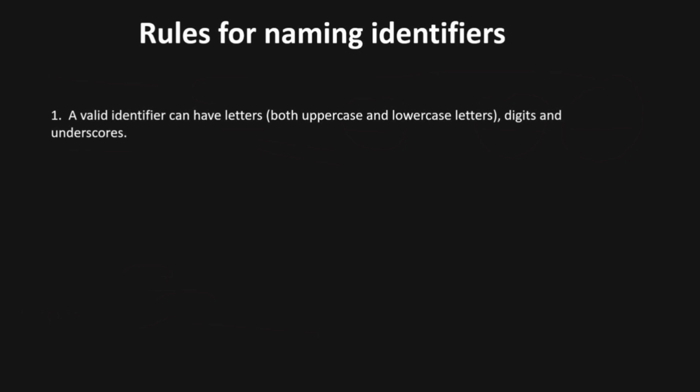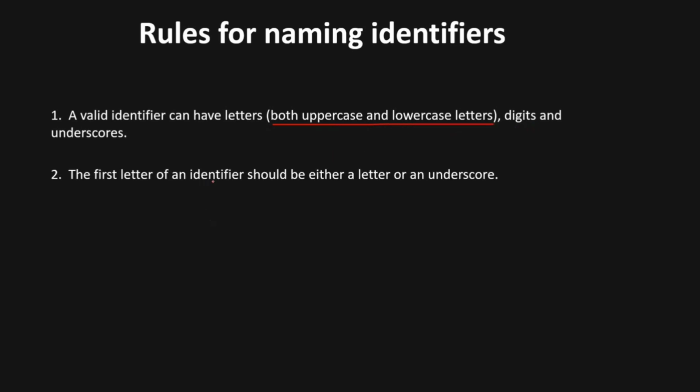Now let us discuss the rules for naming an identifier. Number 1, a valid identifier can have letters, both uppercase and lowercase, digits, and underscore. Number 2, the first character of the identifier should be either a letter or an underscore. You cannot use a number as the first character of the identifier name. Another rule is you cannot use keywords like int, while, etc.